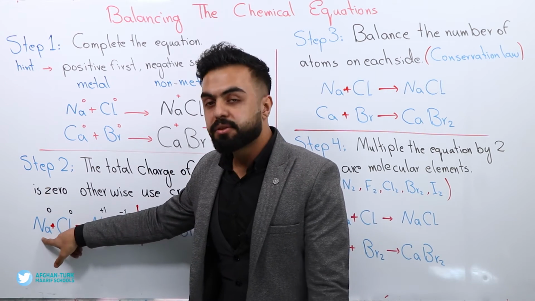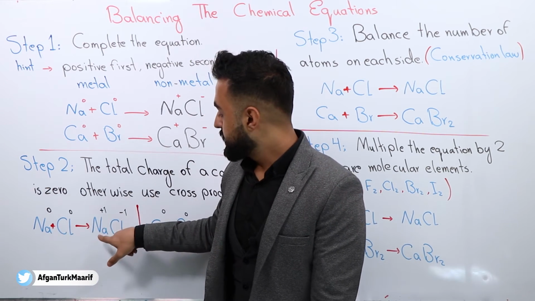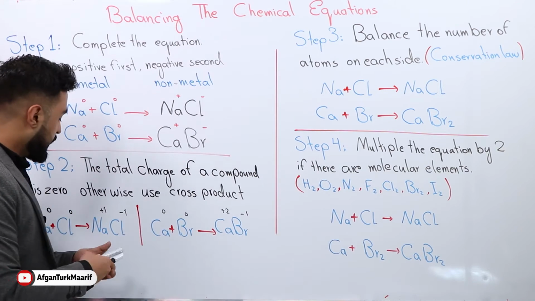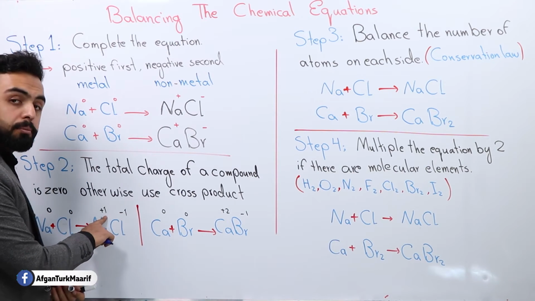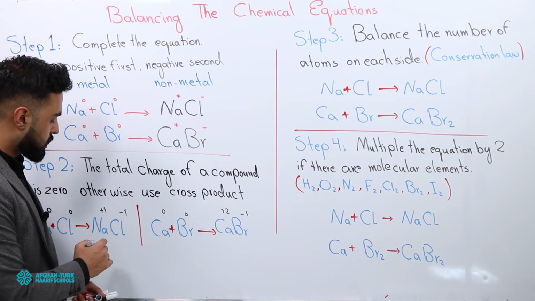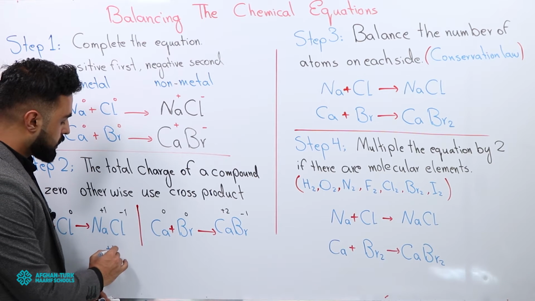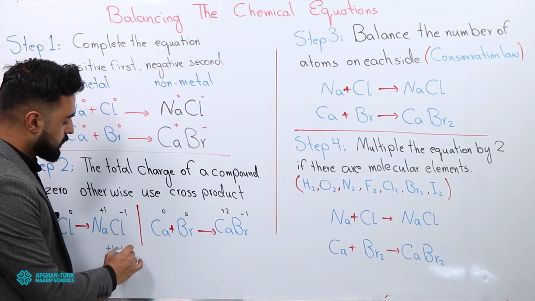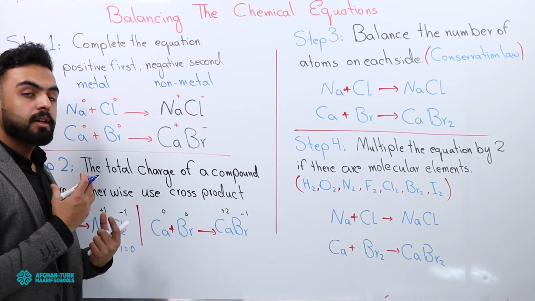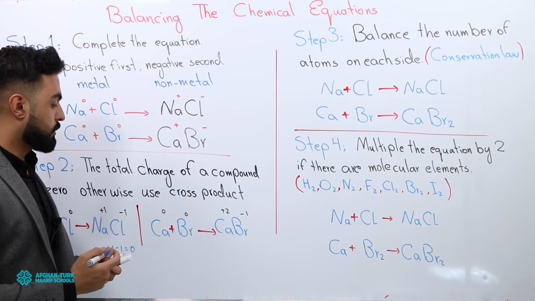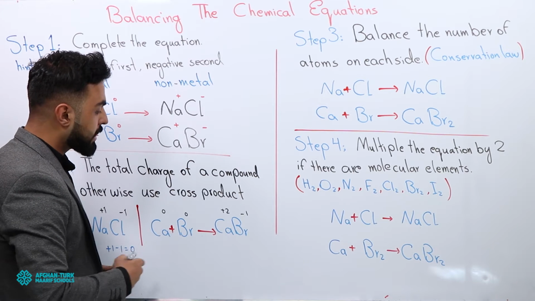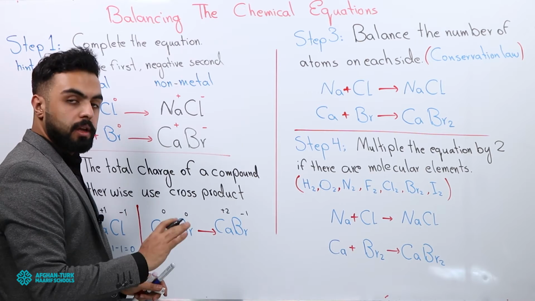So now let's go to the example. Here, sodium and chlorine, sodium chloride. So what happened for this? We have one positive charge and we have one negative charge. So the total charge here, positive 1 minus 1, they will become 0. So this one is a complete compound and the charge is 0.